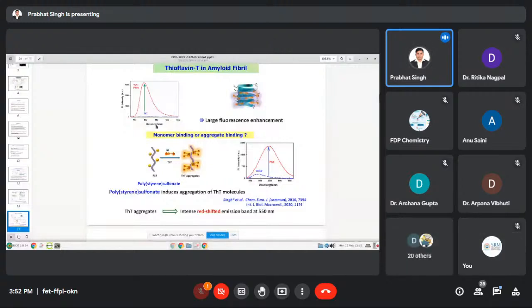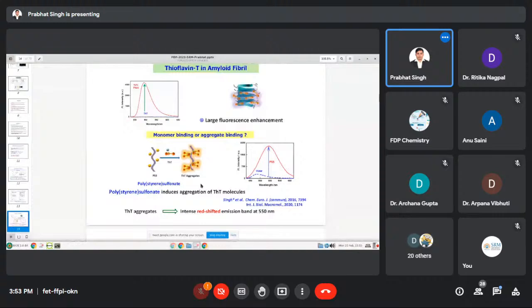Nothing is special. But people have been debating in what form thioflavin T binds to these fibrils. Is it monomer binding, or are the aggregates of thioflavin T binding to the fibrillar system? While this discussion was there in the literature, there was a lot of debate. Some people felt that no, only one particular form of the dye, the monomer, is binding. Some people said no, it is the aggregate binding. So while this debate was there in the literature, we tried to establish this, or I would rather say solve this controversy in a different way.